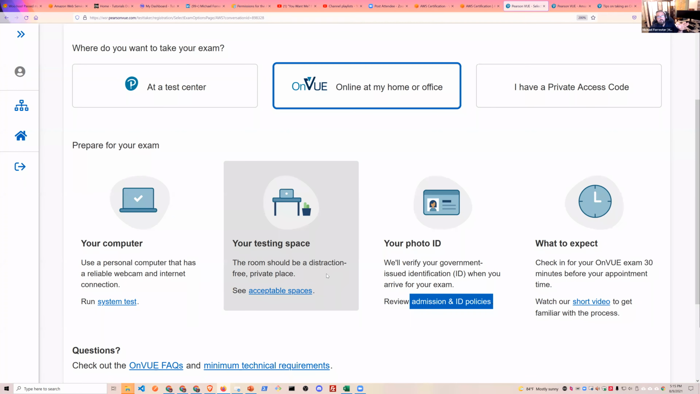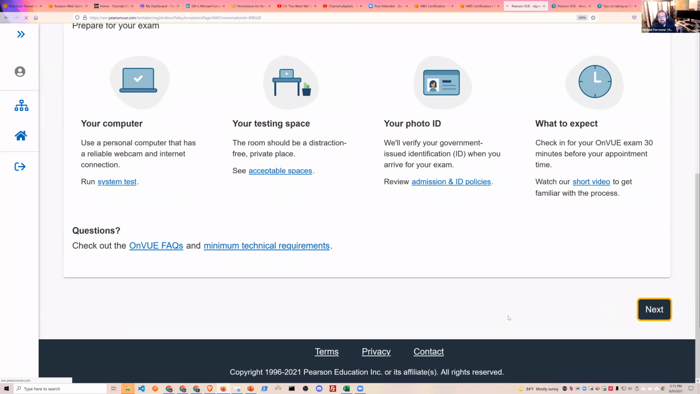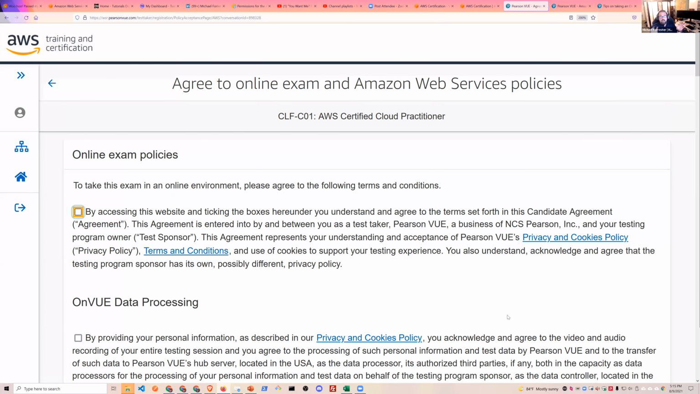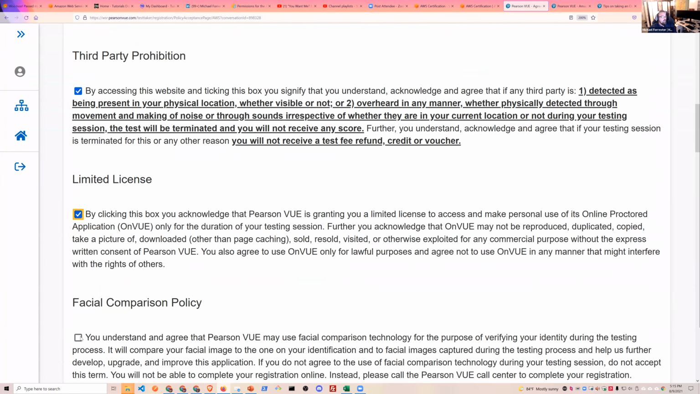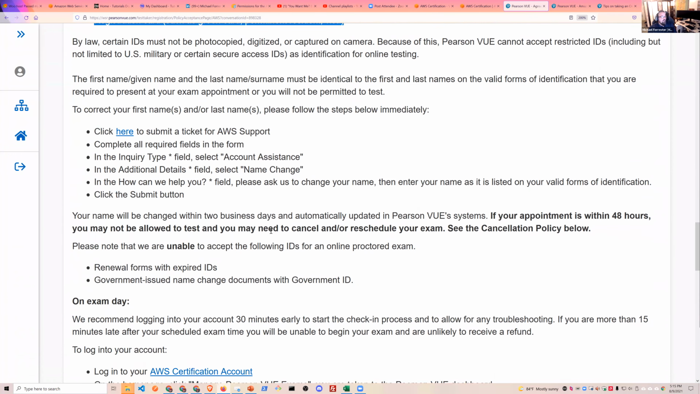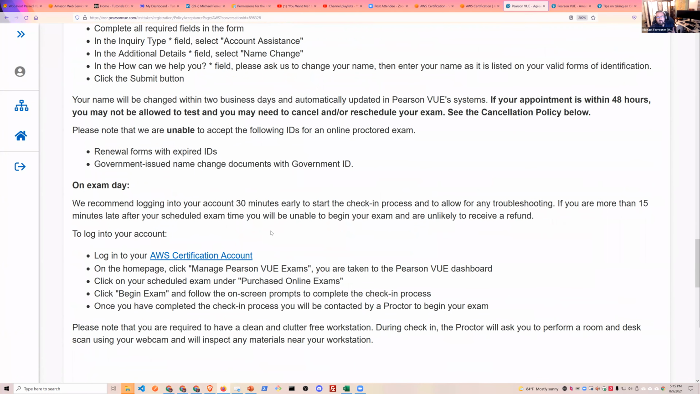Okay, so let's say we choose online and we click next. So we've secured our space. We know everything. They're going to basically ask you to acknowledge a bunch of policies, including data processing, facial recognition, third-party prohibition, limited license. Oh, there's the facial comparison policy. And then other things around, you need to show a government ID, right? Examples of acceptable identification, and a couple other things, most of which are not relevant unless you decide to change something. And that's when you're going to have to really take a look at it.